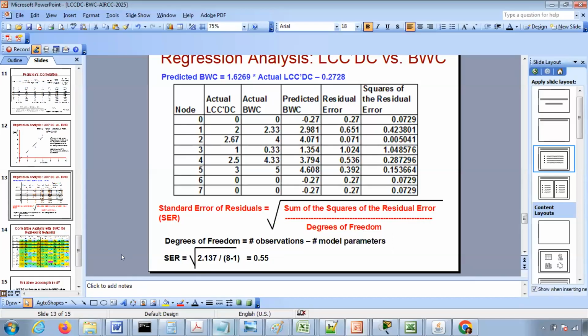So again, it's a very small quantity. That means the prediction of betweenness centrality is going to be reasonably close to the actual. And you can see that in the numbers here. If the predicted betweenness is negative, it means the actual is more likely to be 0. And 2.33 predicts to be 2.98, 4 predicts to be 4.07, 0.33 predicts to be 1.3, 4.33 predicts as 3.795, and 0, 0 predicts as negative 0.27. So the predictions are reasonably close to the actual.